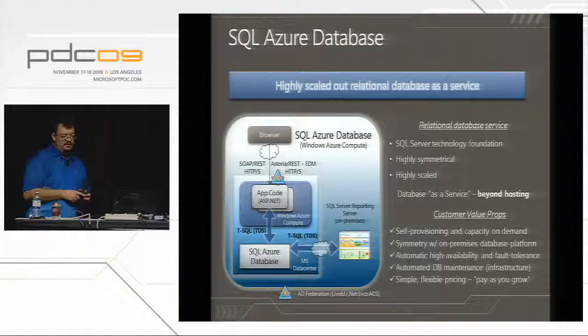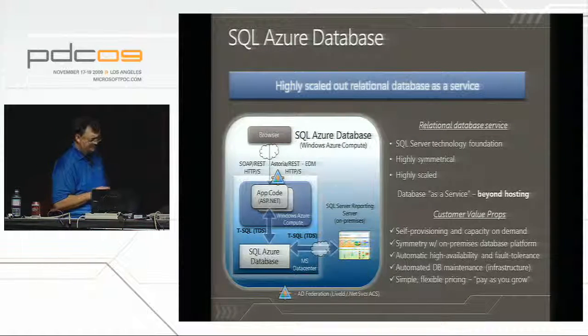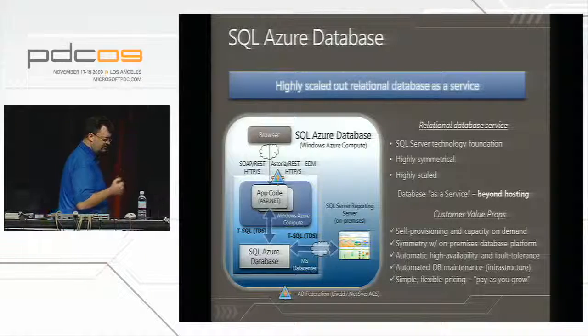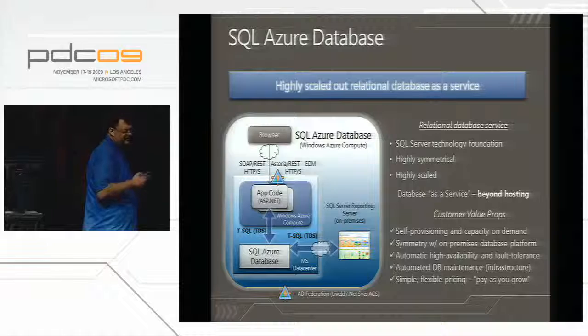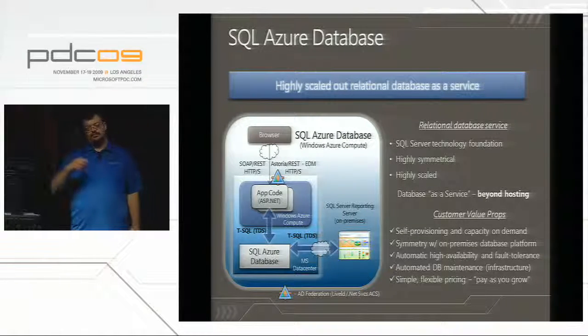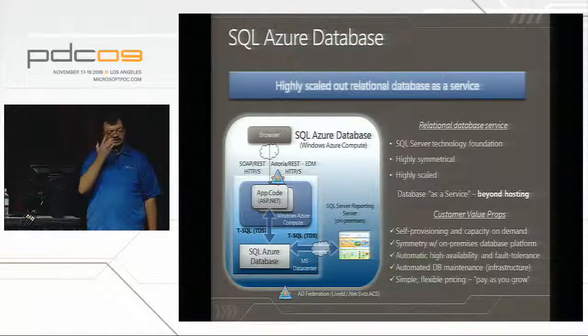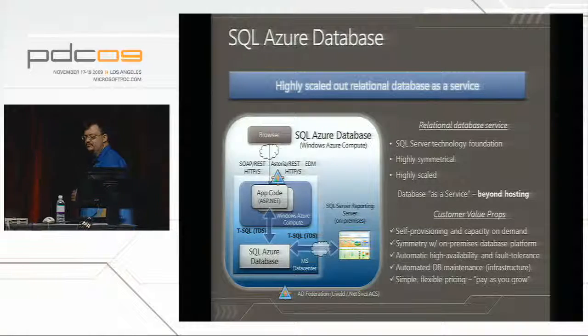And once again, we also have automatic high availability and fault tolerance. If we save multiple copies of your database, if something should happen to one of them, we automatically take one of the backup copies and promote it to primary in a matter of seconds. Typically, you won't even see any service disruption.